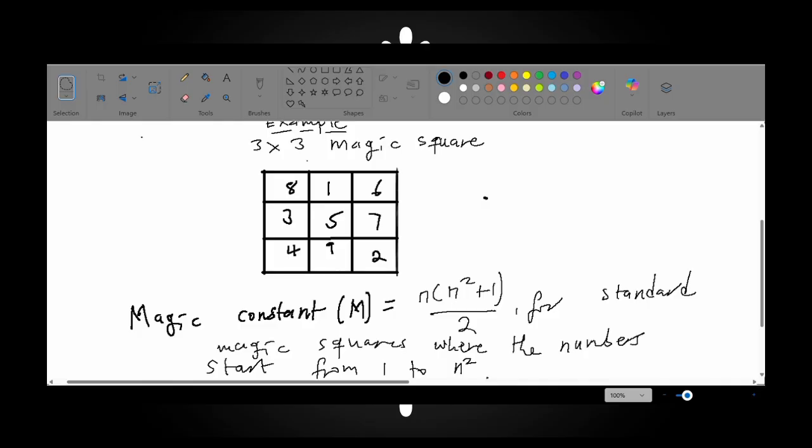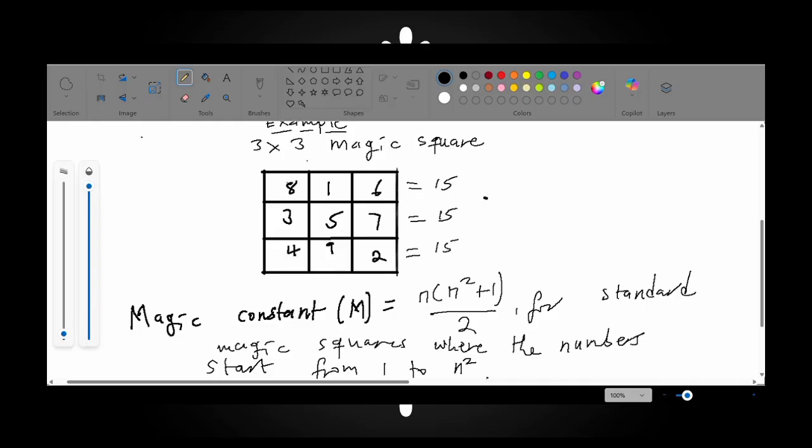Let us find the summation of probably this row, and we have 8 plus 1, that's going to give us 9. 9 plus 6, we have what? 15. And here we have 3 plus 5, that's going to give us 8. 8 plus 7, we get what? 15. Again, we have 4 plus 9, that's going to give us 13. 13 plus 2, we're going to have what? 15, right? Let's look at the columns as well.